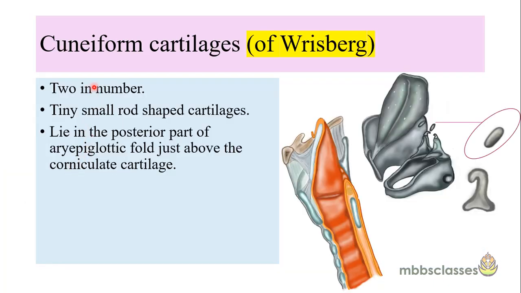The next paired cartilage is the cuneiform cartilage. They are also called the cartilage of Wrisberg. They are also two in number. They are tiny rod-shaped cartilages and they lie in the posterior part of the aryepiglottic fold just above the corniculate cartilage. So we can see here this one is the cricoid cartilage, here the arytenoid. Above the arytenoid is the corniculate cartilage and above that is the cuneiform cartilage, and they are small rod-shaped cartilages that lie in the aryepiglottic fold.